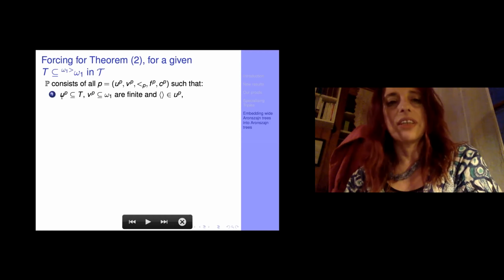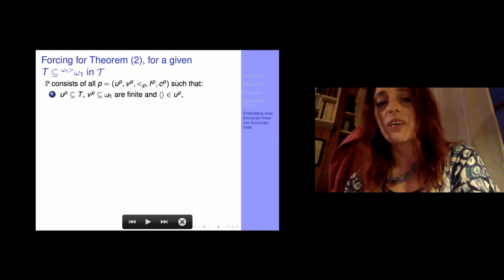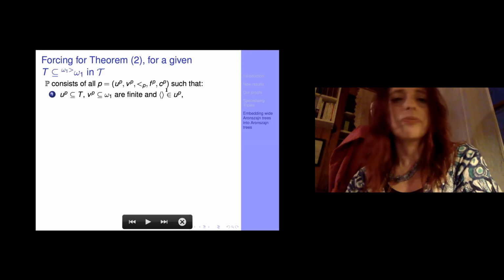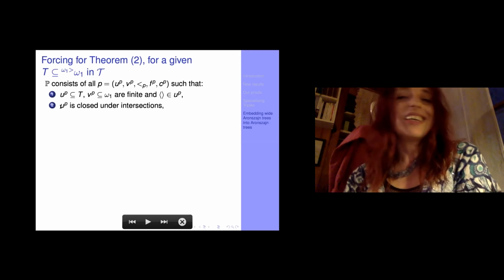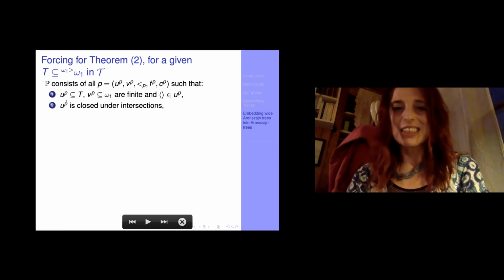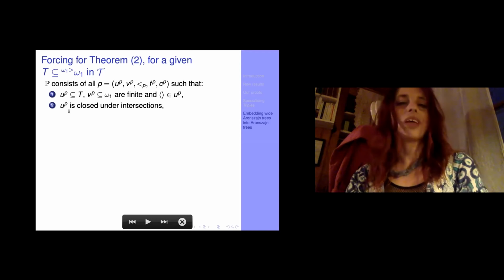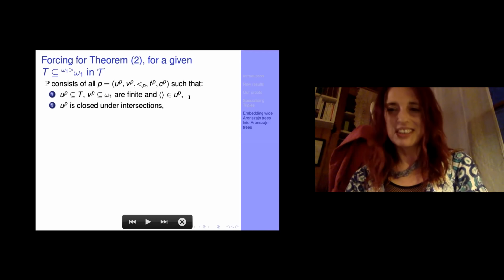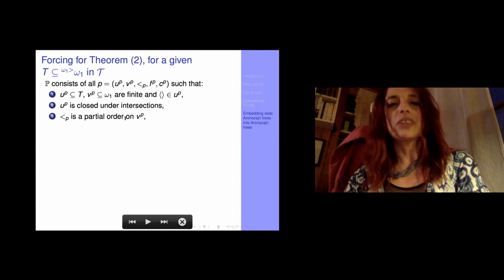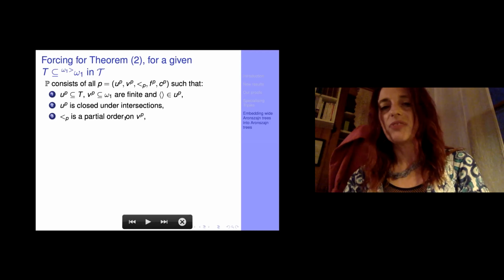So this is what I've just said. U is a finite subset of T. VP is a subset of omega 1, because our new tree will be indexed by the ordinals in omega 1. And this is an important requirement which gives us some headache when we prove CCC. UP is closed under intersections. This is a partial order on VP. FP is a surjective weak embedding from UP to VP.